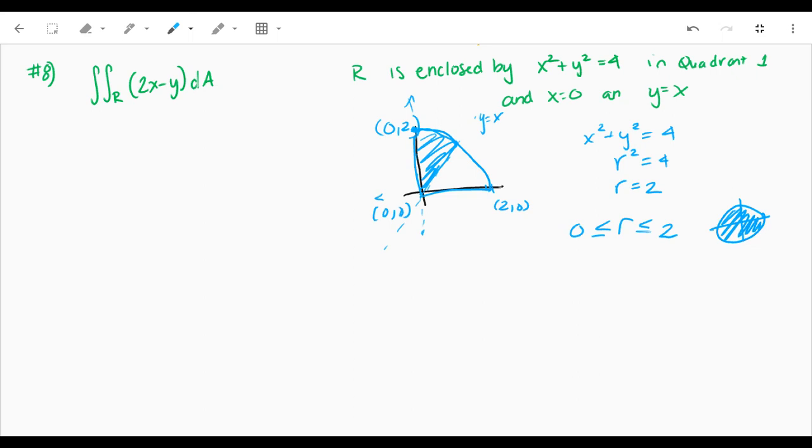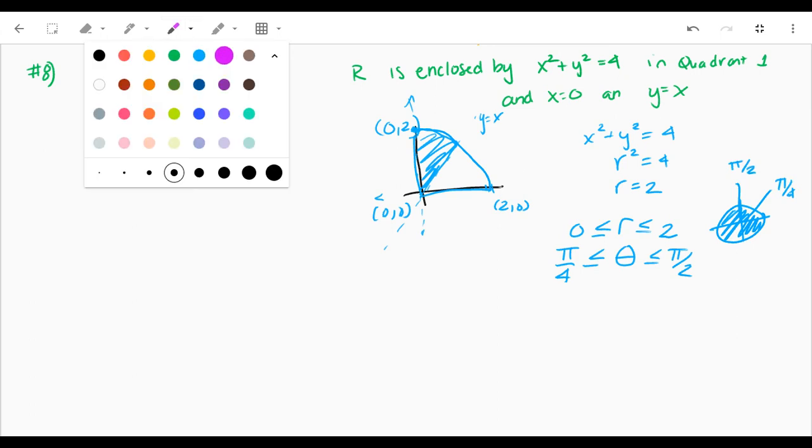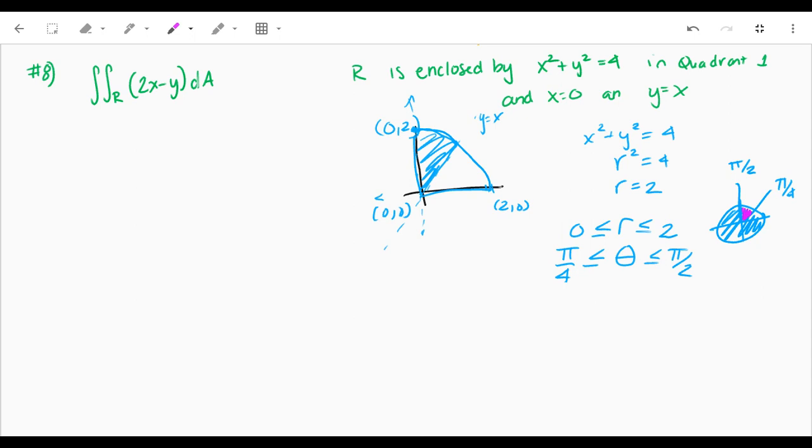Now we only want this little pi piece here. And we know if the line is y equals x, that's pi over 4 to pi over 2. So we're going to take it at pi over 4 to pi over 2, and then all we have is that pi piece that we want there. So there are our polar limits.